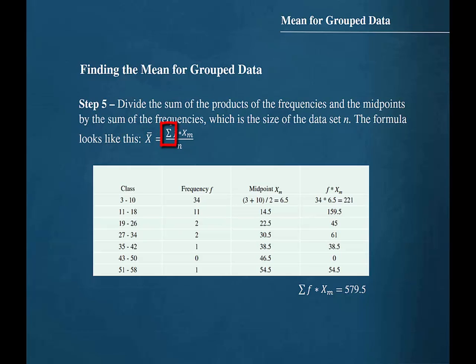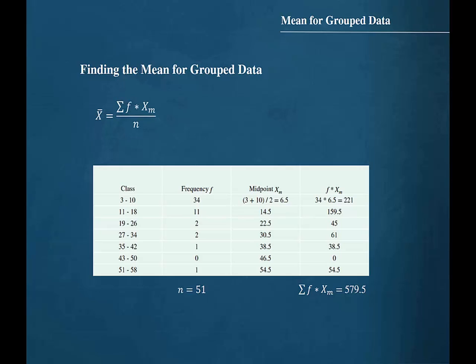Again, we have the sigma symbol, which means to sum the products of the frequencies and the midpoints, and then divide by the size of the dataset. The size of the dataset will be the sum of the frequencies. This sum will give us 51. So, to carry out the evaluation of the formula, we will divide 579.5 by 51.